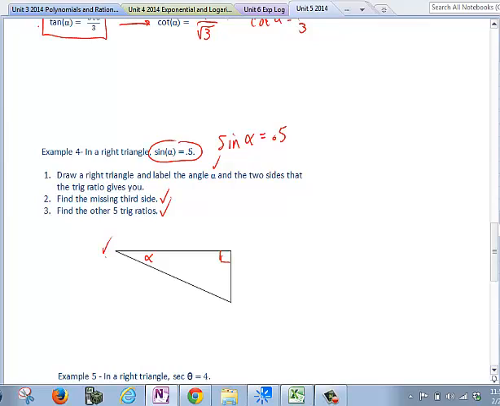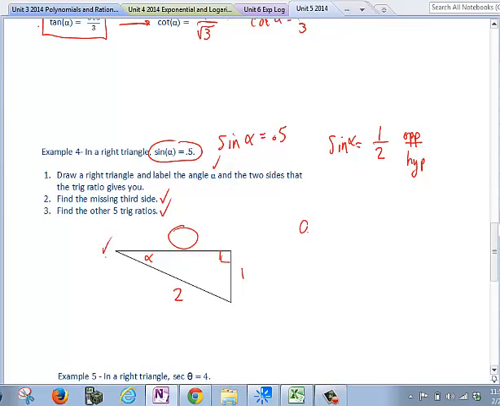So when they gave me the sine ratio was equal to 0.5, they were really giving me a fraction. And as a result, I know that the opposite side and the hypotenuse, I know their values. One value is 1, that's the opposite. Hypotenuse is equal to 2. I need to find the third side. So I'm going to use Pythagorean Theorem.